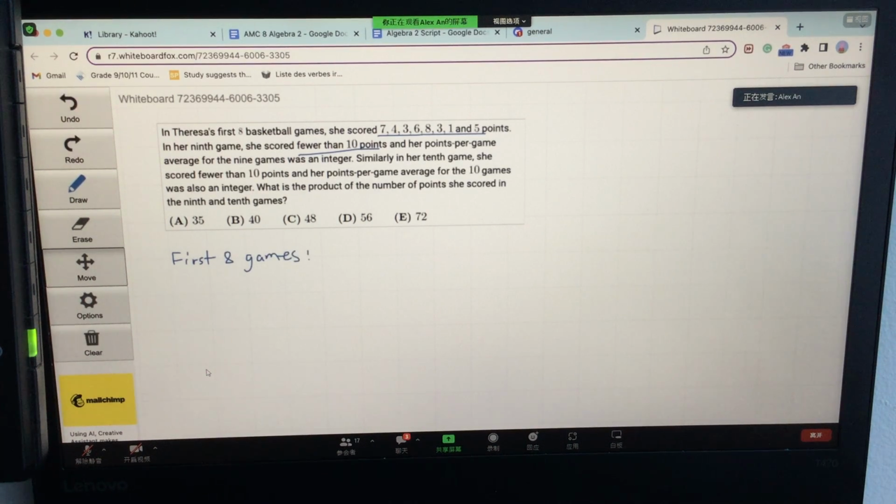The sum of the scores of the first 8 games is just 7 plus 4 plus 3 plus 6 plus 8 plus 3 plus 1 plus 5. This is equal to 37. And the question says that in the 9th game, she scored a certain number of points, less than 10 points, and the average points per game is an integer.